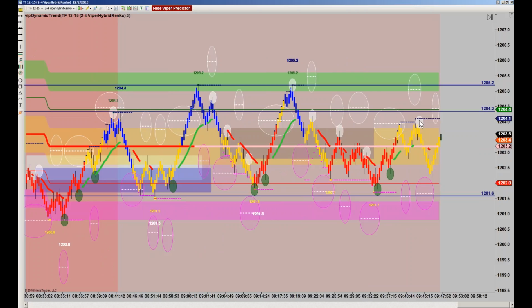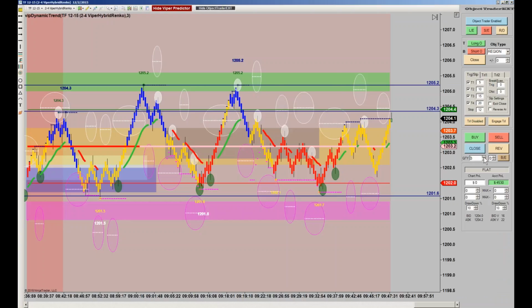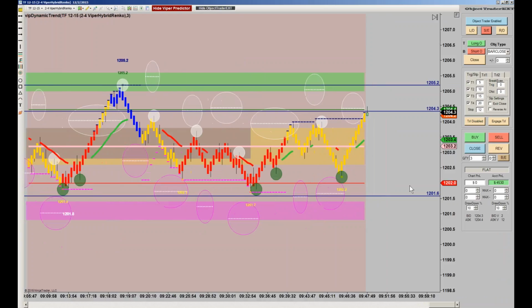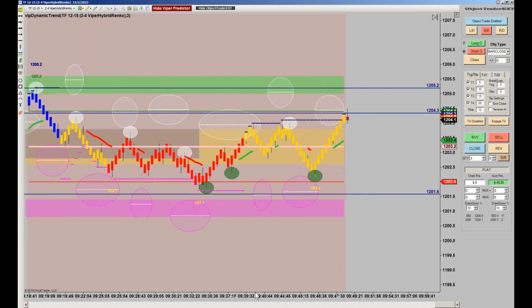We've got resistance right up here. We've got resistance right up here they haven't checked yet. That's our ellipse right there. So you want to short the ellipse? Hopefully I'm fast enough. Let's try it with a bar close on a Renko. A little bit larger bars. Does everybody know how Renko actually works? Does everybody know how they draw those blocks?